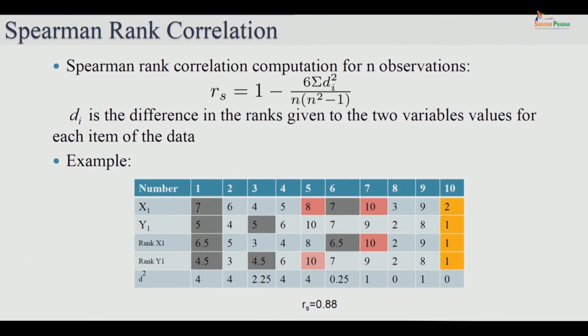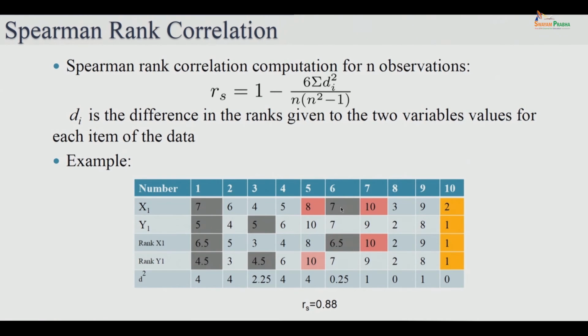So what we have done is looked at all the individual values of x and assigned a rank to it. For example, the lowest x value in this case is 2 and it's given a rank 1. The next highest x value is 3 and that is given a rank 2, and so on and so forth. So, we have ranked all of these points.